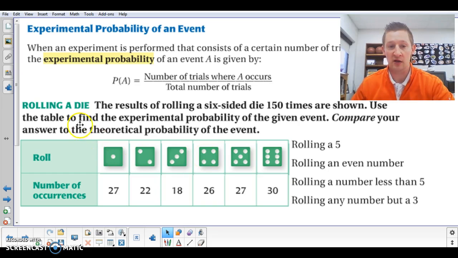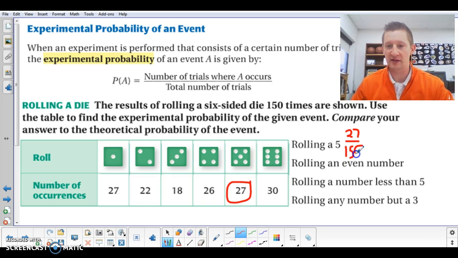So here we have some numbers that were found from rolling a 6-sided die 150 times. And we're going to use the table with the number of occurrences within that experiment to write down the experimental probability of some given events. So, first of all, what's the experimental probability of rolling a 5? Well, according to the experiment, there were 27 5s rolled out of a possible 150. So 27 out of 150 would be the experimental probability of rolling a 5.